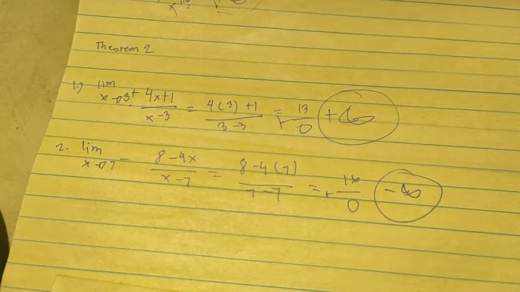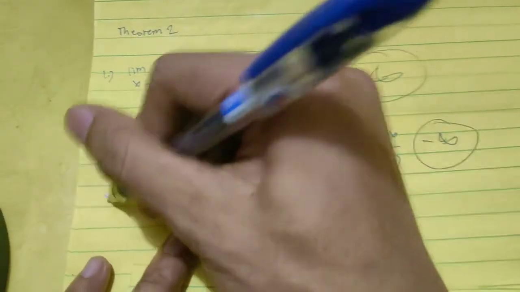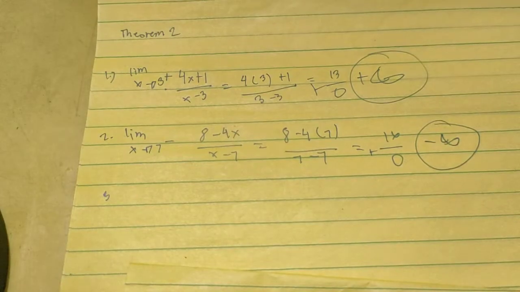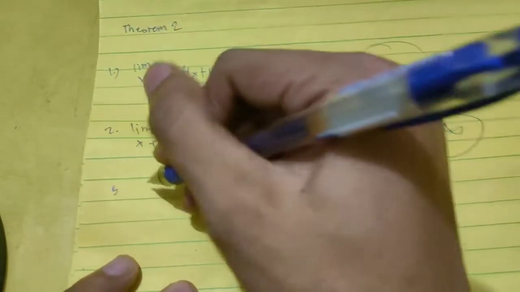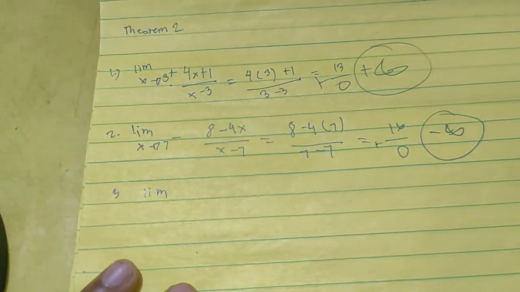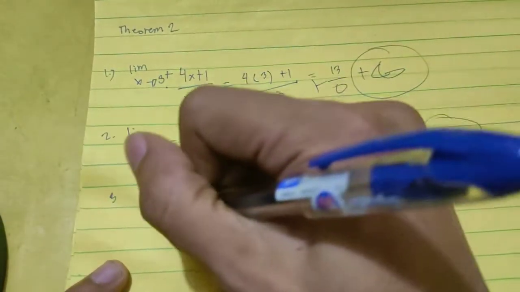So let's proceed to example number 3. Our limit x approaches to 2 to the left.